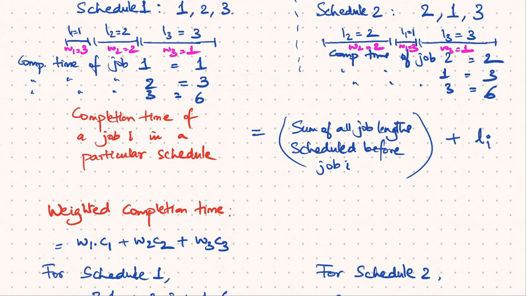So in some sense, we would like to reduce the value of this weighted completion time. Schedules which result in high weighted completion times are not really desirable, and the ones that give us low weighted completion times are desirable, because those are going to put the high priority jobs first. Okay, so now we are ready to define our problem formally.